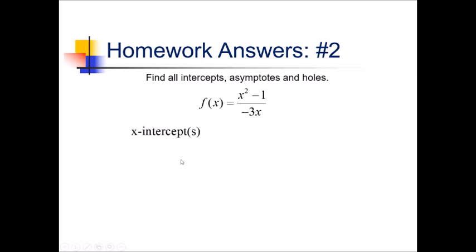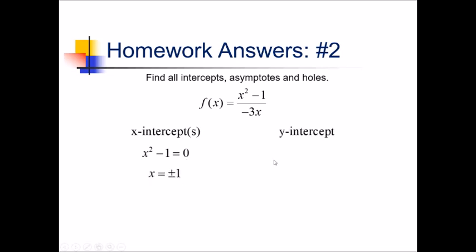For x-intercepts, I need to set my numerator equal to 0 and solve it to see what zeroes out the fraction. If I do that, I quickly see that I can add 1 and square root both sides, giving me x equals plus or minus 1 for my x-intercepts.